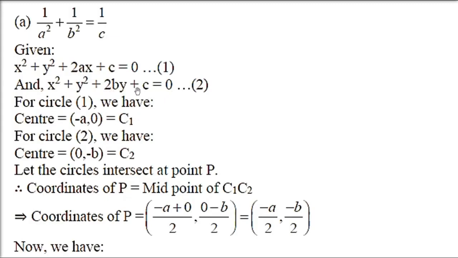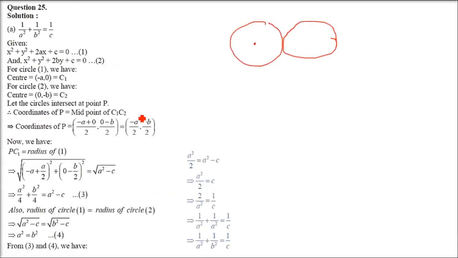Similarly, this one, 2by. So you have y term, minus b. X term is 0. So you have minus a, 0 and 0, minus b. So the centers are c1 and c2. You can just write it here: minus a, 0 and you have this as 0, minus b.